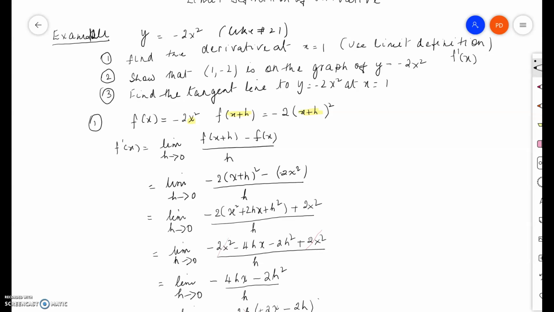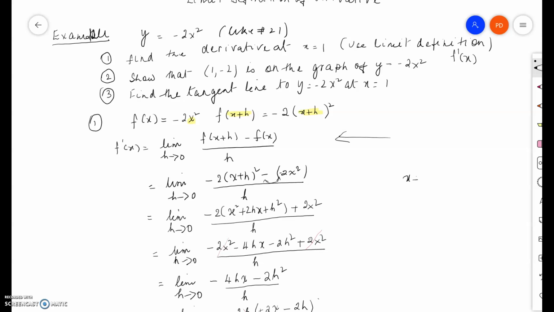First, write down the limit definition, which is the limit of f of x plus h minus f of x, divided by h, as h approaches 0. So that's equal to the limit, and then we plug in f of x plus h, which is negative 2 times (x plus h) squared, minus negative 2x squared, all divided by h, and that's equal to the limit as h approaches 0 of negative 2 times (x squared plus 2hx plus h squared) plus, negative 1 times negative 2x squared is positive 2x squared.